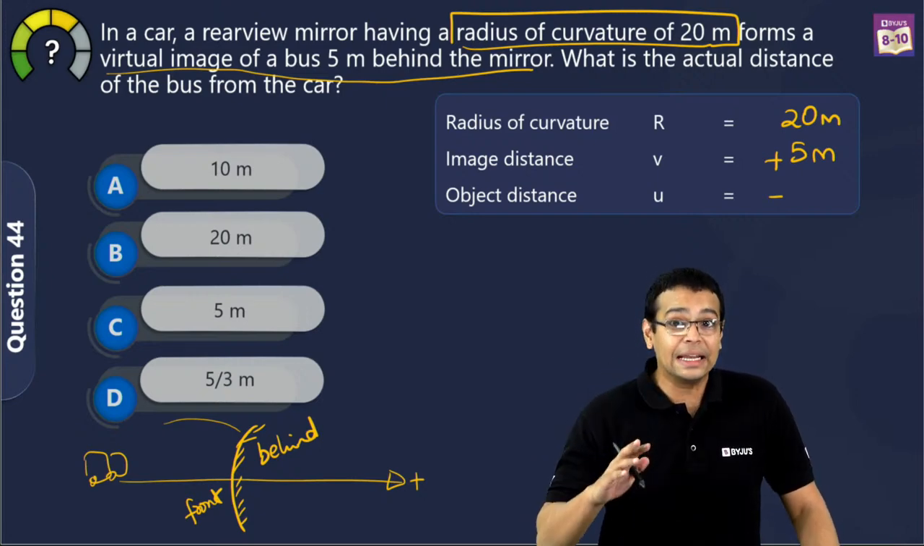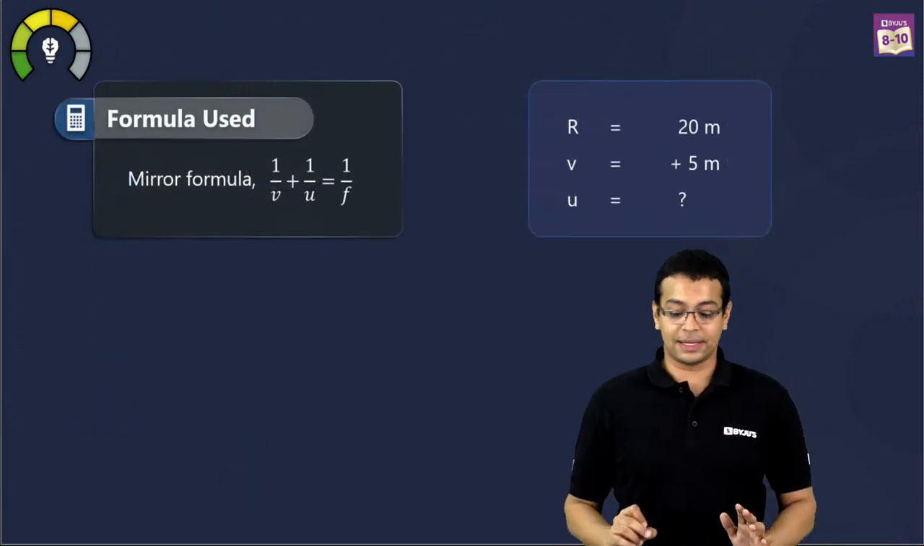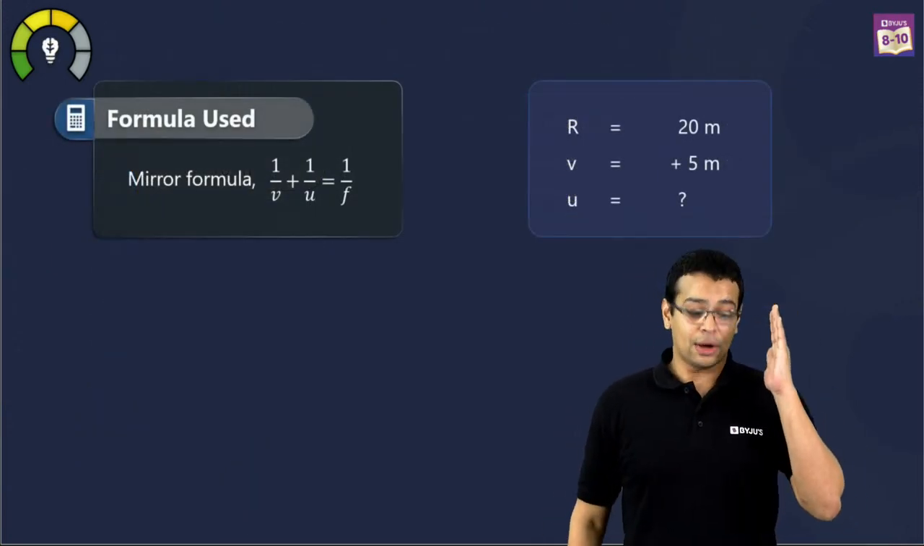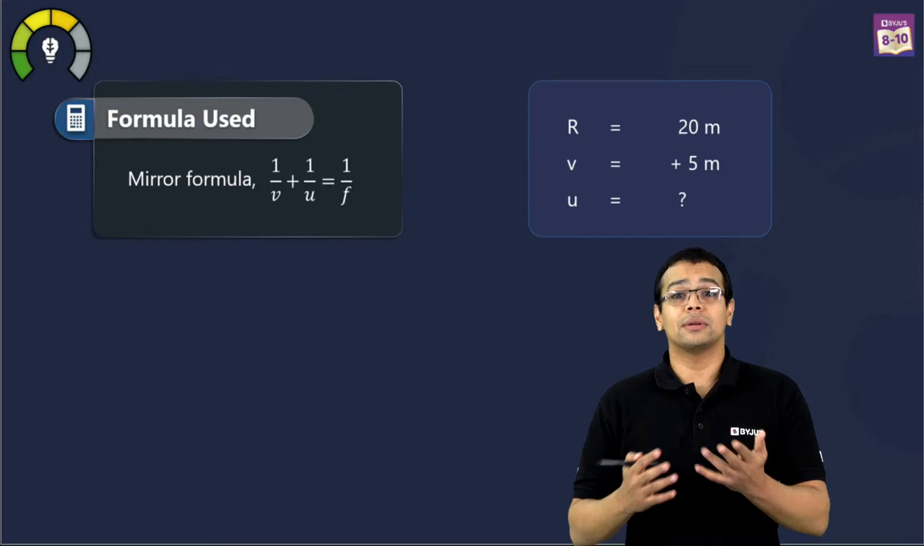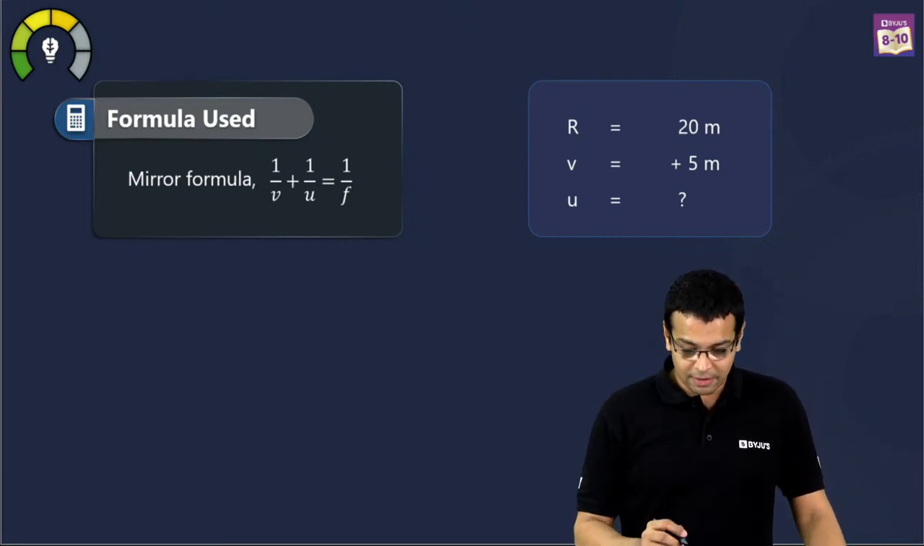Object is behind the mirror, right? That's why we're able to see the image. Cool. With all of this in place, I have parameters listed down. What formula can I use? You know this. It's a mirror. I'll use the mirror formula. Simple. 1 by V plus 1 by U equals 1 by F.